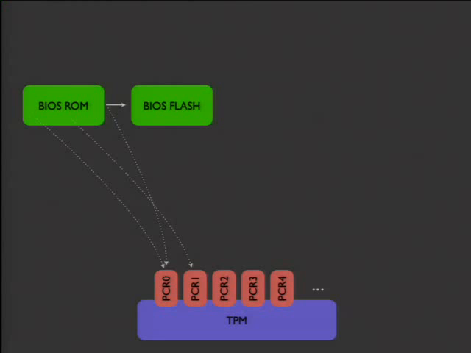These dotted lines are PCR extend operations. Continuing with this, BIOS flash usually, or sometimes, can also initialize some PCI EEPROMs. So again, before allowing them to execute, they need to measure them and then execute them. And the hashes are stored in different PCRs.